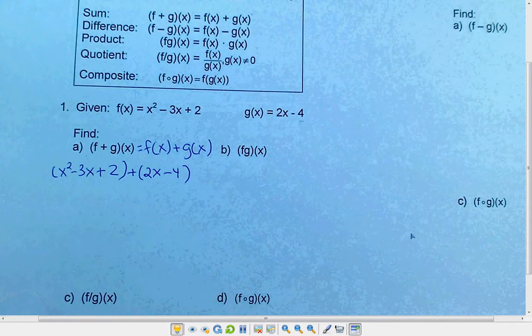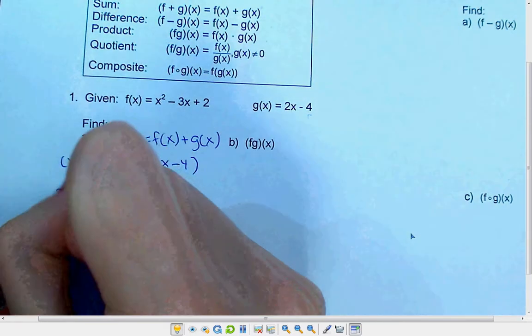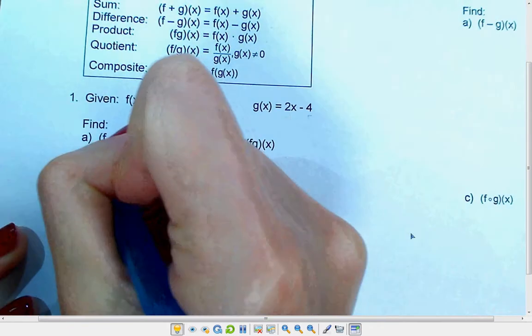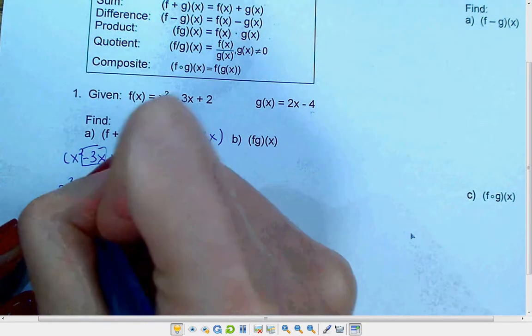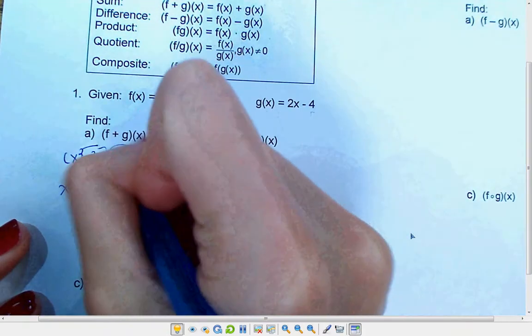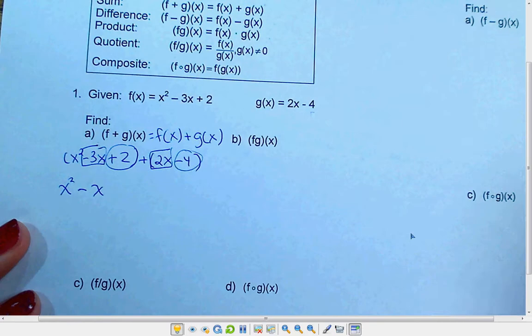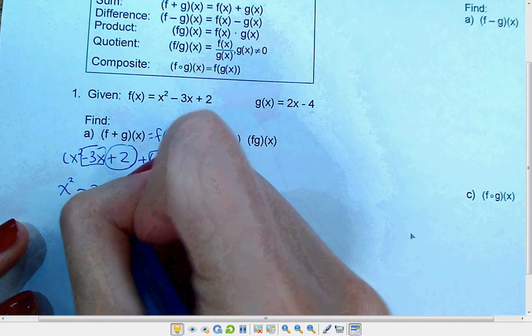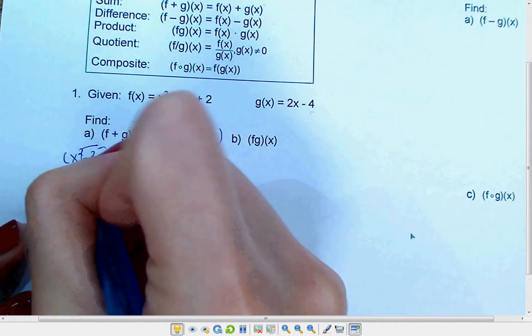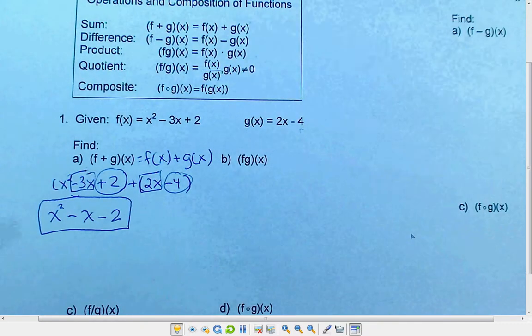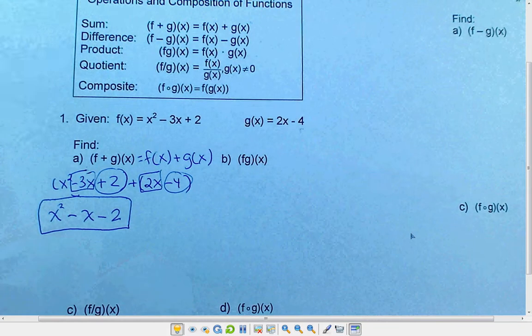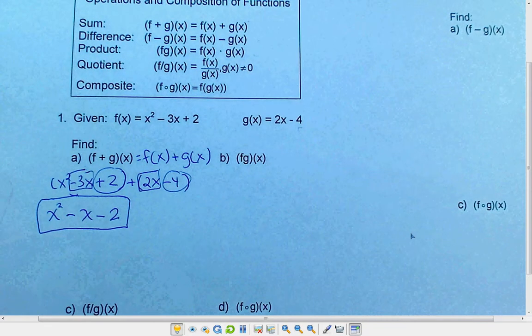And since we're adding, all we're really doing here is combining like terms. So we have an x squared. We have a negative 3x and a positive 2x. So those two are going to add together to give us negative x. And we have a plus 2 and a minus 4 that combine to give us minus 2. And we can stop right here. This is just our answer. We don't need to factor since it's just a polynomial. There's nothing we can cancel out even if we factored.